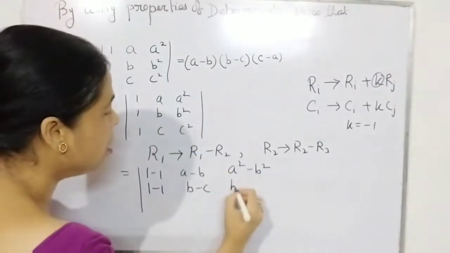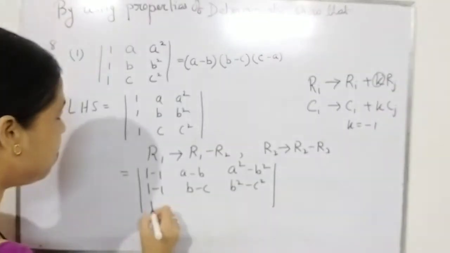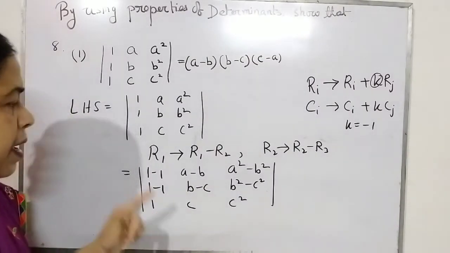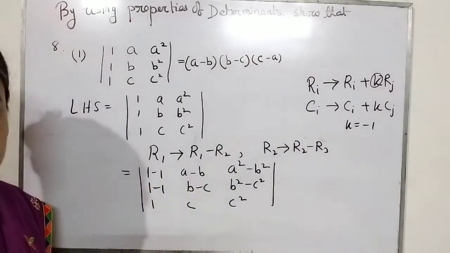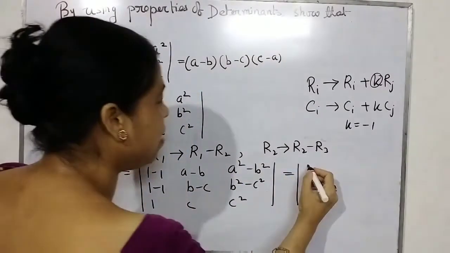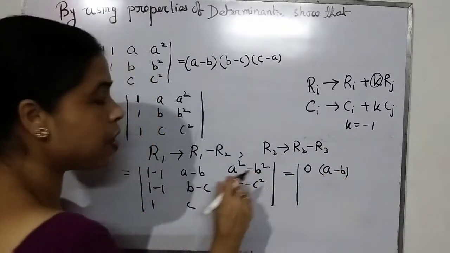And here we'll have what? B square minus C square. And no more property we can apply in this set, the 1, C, C square. Now you see, here this can be simplified. I'm writing this step here on this side, okay? So here 1 minus 1 will give you 0, A minus B, you keep it as it is. Then you have A square minus B square.